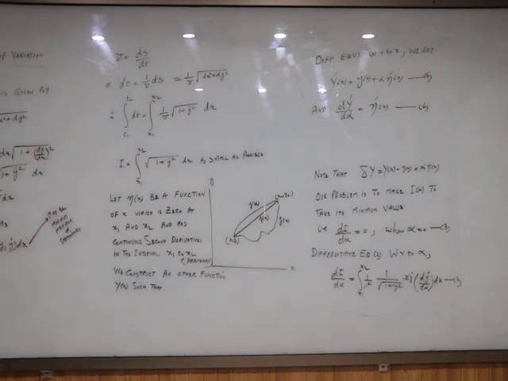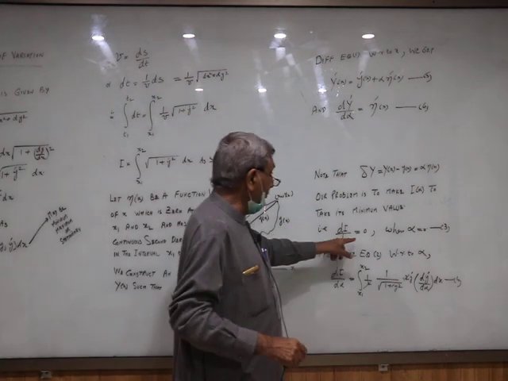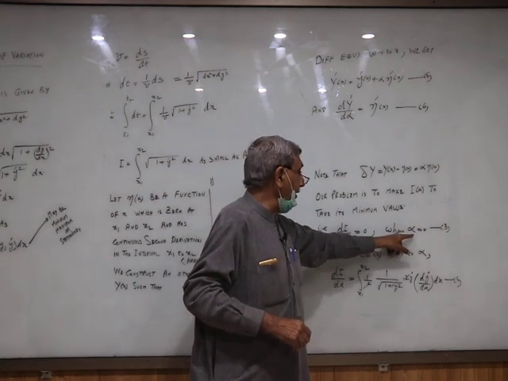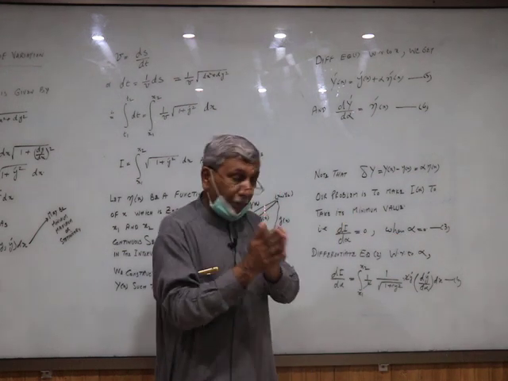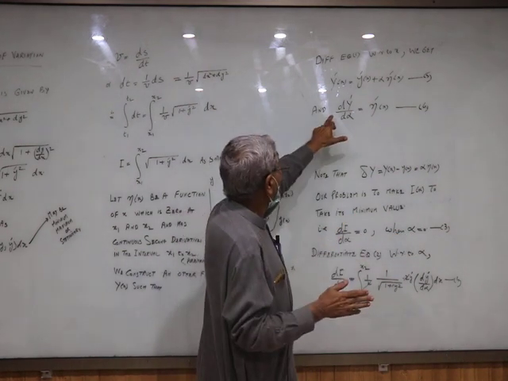In order to find the maxima and minima of the function, you first differentiate the function, then you put it equal to zero. This is what we have done. dI over d alpha is equal to zero. और हम कह रहे हैं कि when alpha is equal to zero, alpha should be very small. So that is what we have done here.